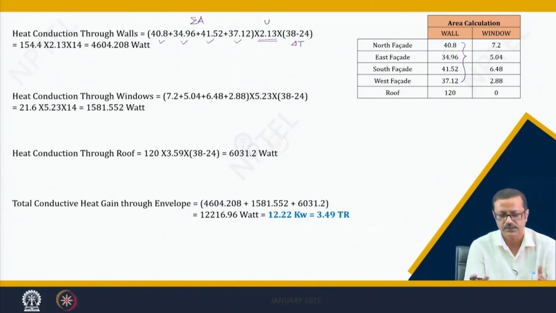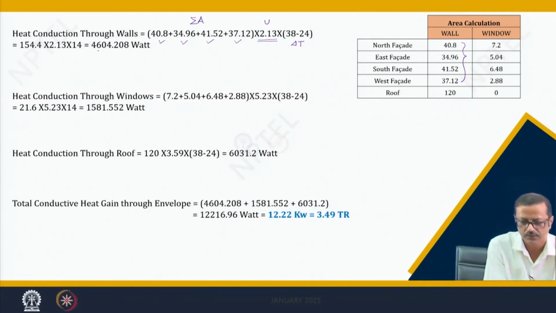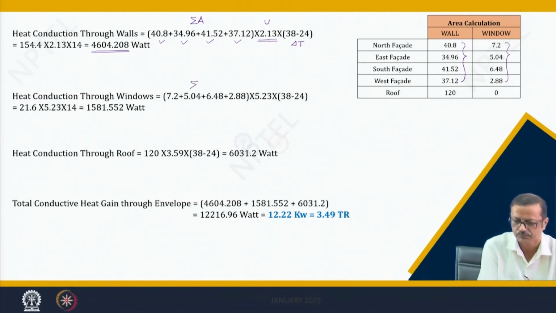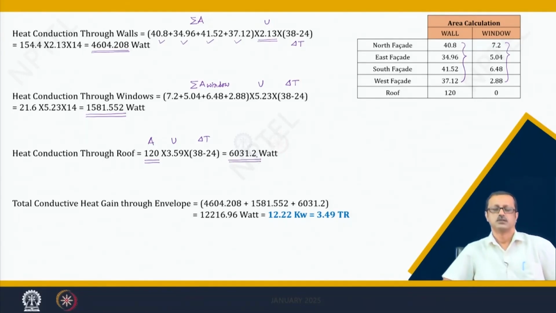And if you just multiply this, you will get 4604 watt. Similarly, the window areas are also being added up over here. So, this is the area of the window, and this is the U value of the window, this is the del T same, and then the value is this 1581, and heat conduction through the roof is 120 is the area. So, this is only one patch of roof, this is the U value of the roof, delta T. So, the 6031 is the heat gain through the roof.